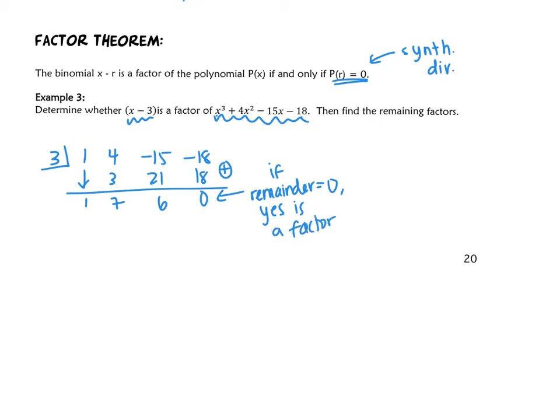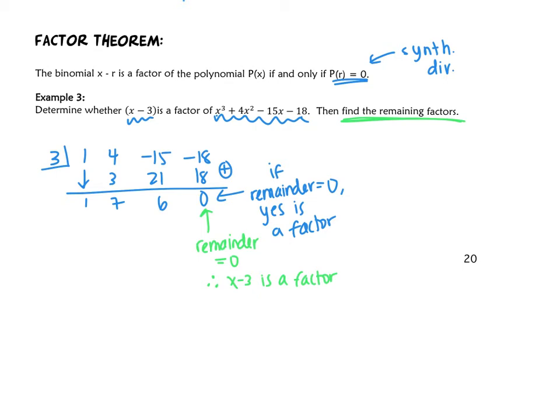So, in our case, remainder equals 0. What does that tell us? It tells us x minus 3 is a factor. Now, we're not finished yet. We have to find the remaining factors.